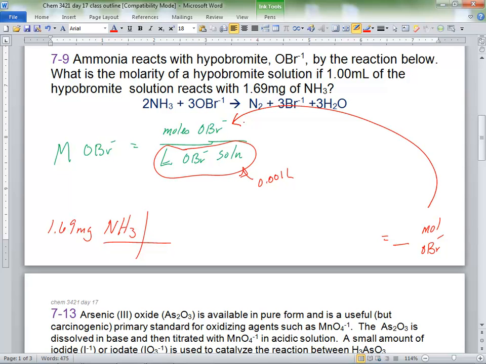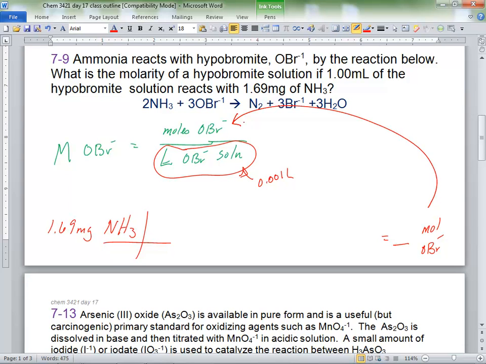Did I lose anybody on this one? Where did we lose you? Do you see where we started? We started with molarity of OBr. And the reason why I started there is otherwise, where do you start? I started with what they asked for. They want a molarity of OBr, and molarity of anything is the moles of the stuff over the liters of the stuff. They told us the liters of the stuff. They said it was 1 milliliter, so that's why somebody converted it to liters right away: 0.001. Now you just got to get moles of OBr.